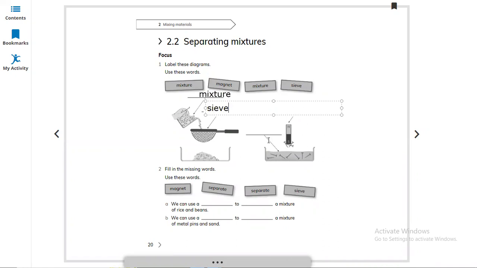And like this, we have the remaining magnetic mixture. Okay, this one is a mixture we can see here, with water or something else, with nails. So we can separate the nails with the help of a magnet. So this one is the magnet and this one is the mixture.